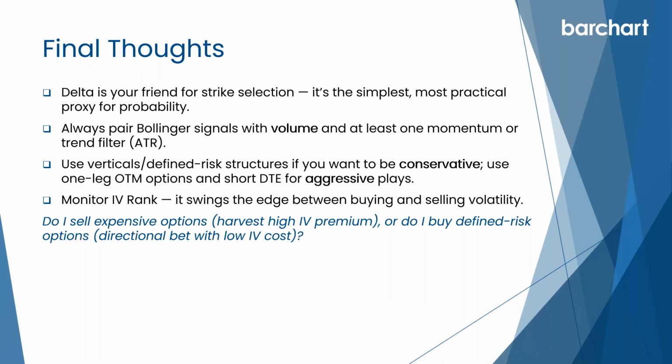So the question is, what are you going to do? Do I sell expensive options and harvest high implied volatility premiums, or do I buy defined risk, directional options bets with low implied volatility costs? That was kind of the example I was giving you.